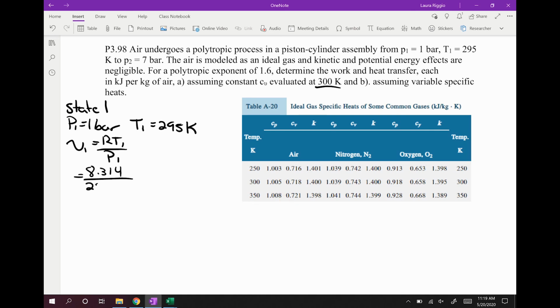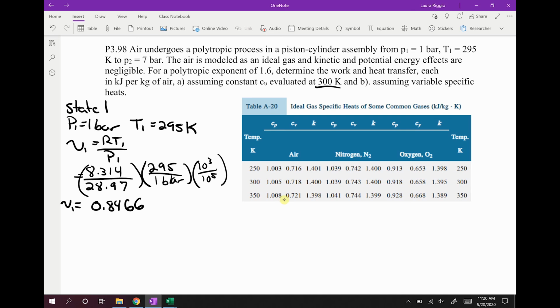which is 8.314 divided by 28.97 times 295 divided by 1 bar times 10 to the 5 to correct my units. V1 is equal to 0.898466 meters cubed per kilogram.